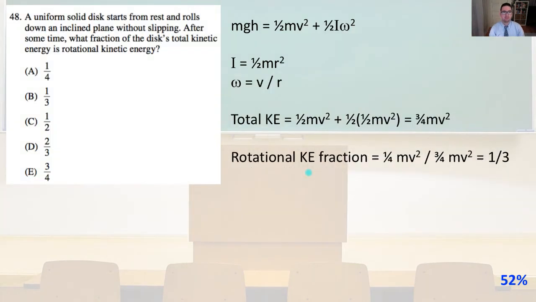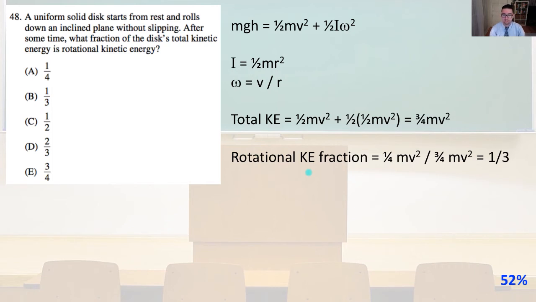Number 48. A uniform solid disk starts from rest and rolls down an inclined plane without slipping. After some time, what fraction of the disk's total kinetic energy is rotational kinetic energy? So we know our potential energy is going to equal our kinetic energy plus our rotational kinetic energy. So mgh equals 1/2 mv squared plus 1/2 I omega squared, where I is going to equal 1/2 mr squared and omega is going to equal v over r.